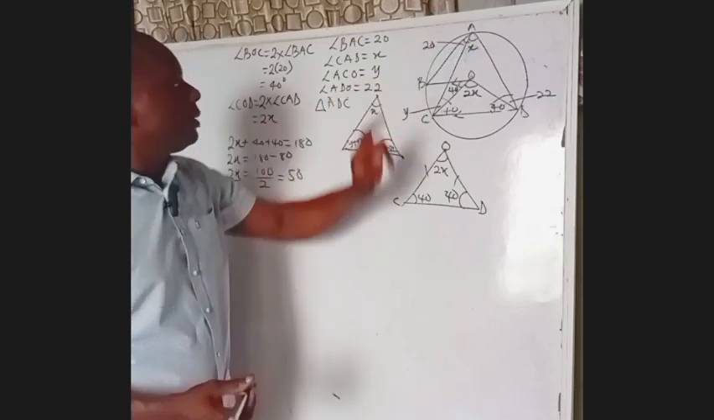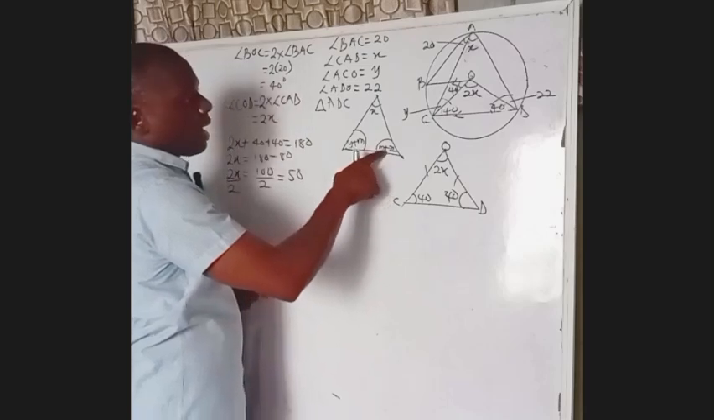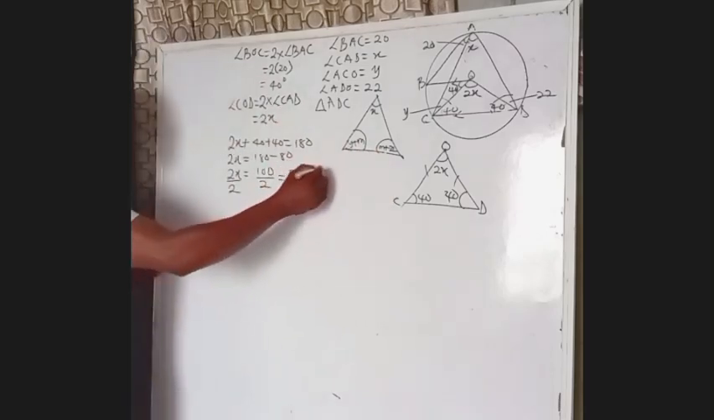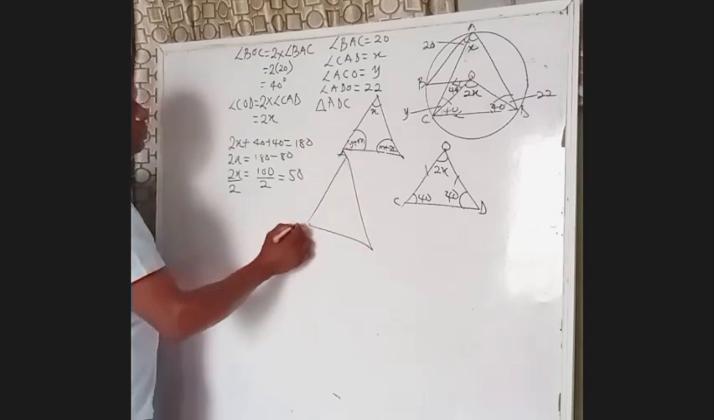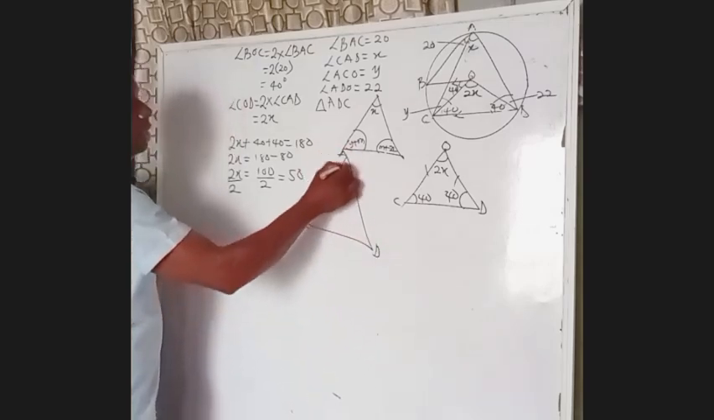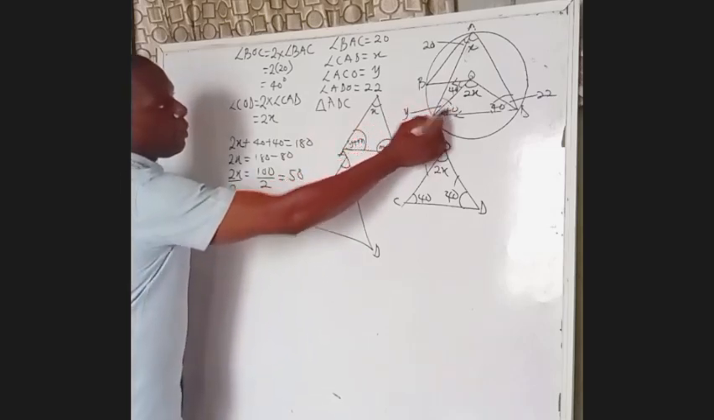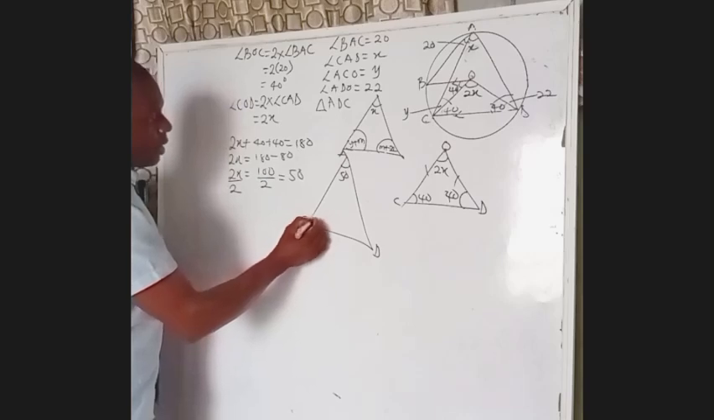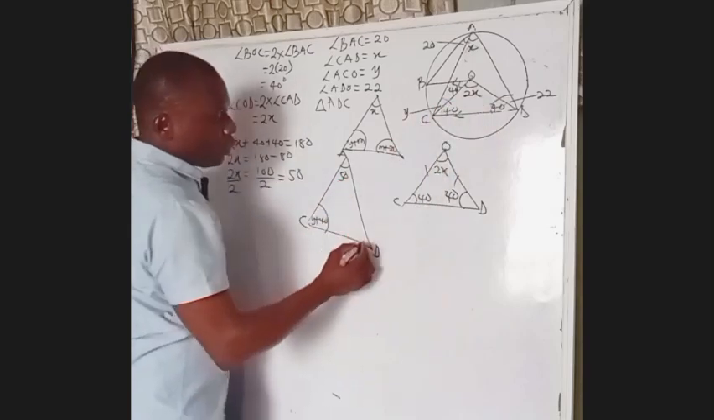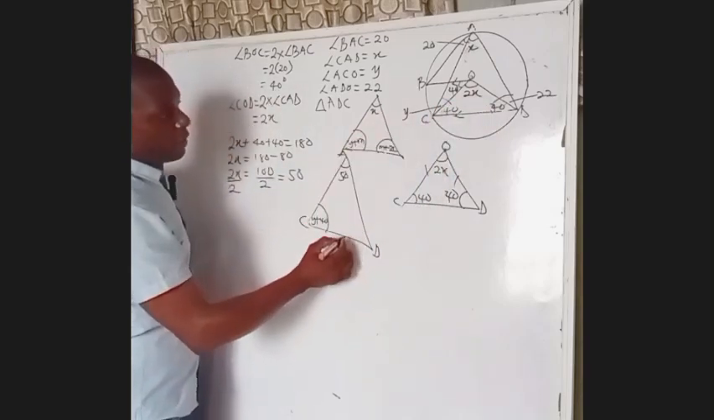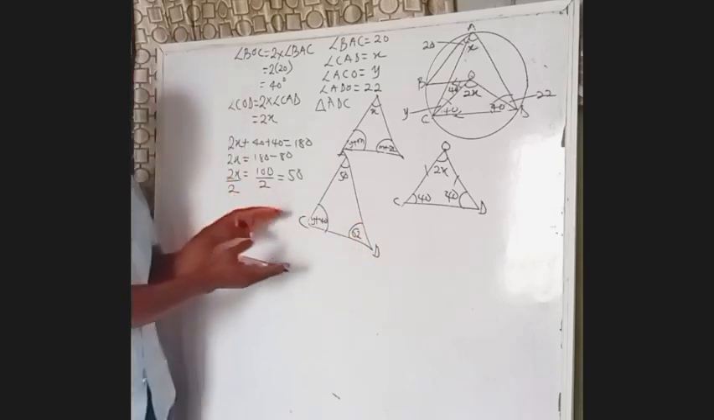Now we can shift our attention to triangle ACD. Here is already x, which is 50 now. This angle is made up of y plus 40. And this particular angle is made up of 40 plus 22. If we add that together, that gives us 62 degrees. So this will help us to obtain the value of y.